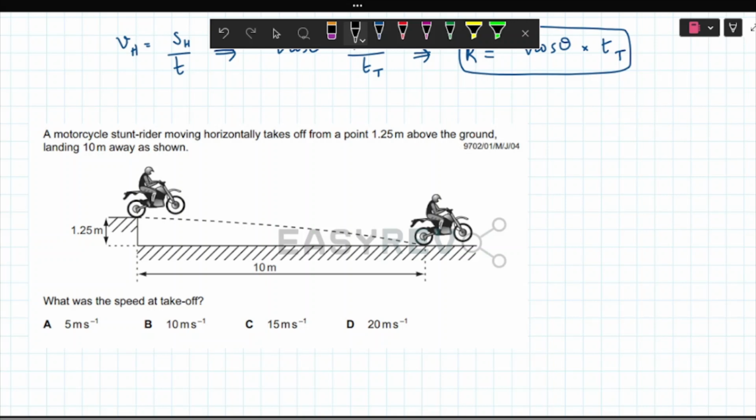So here we have our practice question. A motorcycle stunt rider moving horizontally takes off from a point 1.25 meters above the ground, landing 10 meters away as shown. What was the speed at takeoff? So I want you to pause this video for a moment and attempt to solve this question first. Give it a fair try, treat both horizontal and vertical components of this motion separately, and see if you can approach the answer. And later on, we will solve this question together, starting now.